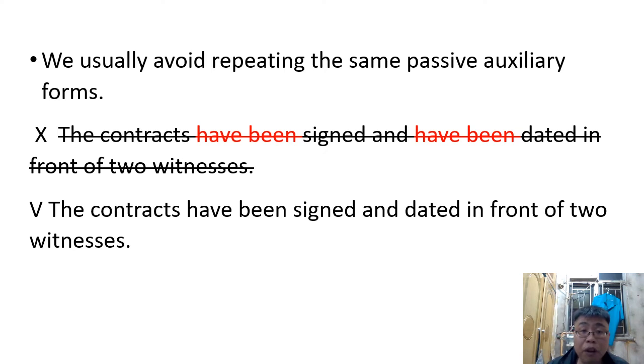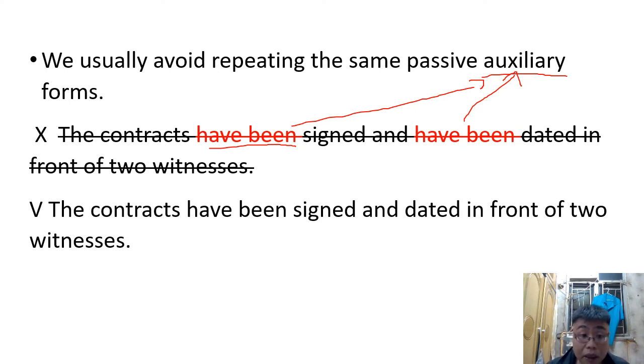We usually avoid repeating the same passive auxiliary forms. What is auxiliary? Here, the contracts have been signed and have been dated in front of two witnesses. So in this sentence, "have been" is the auxiliary form. And in this case, you see two "have been." They are repeated. There's no need to repeat it for clarity.